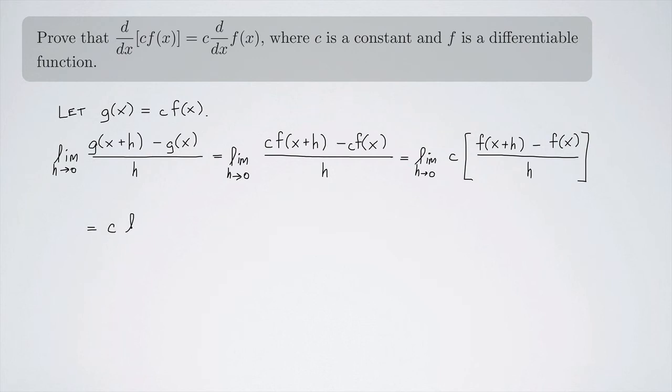So this is really the constant times the limit as h approaches 0 of f(x+h) minus f(x) all over h. And this is just the regular definition of the derivative. So in this case, this is just the constant times the derivative of f(x). And that's what we were trying to prove.